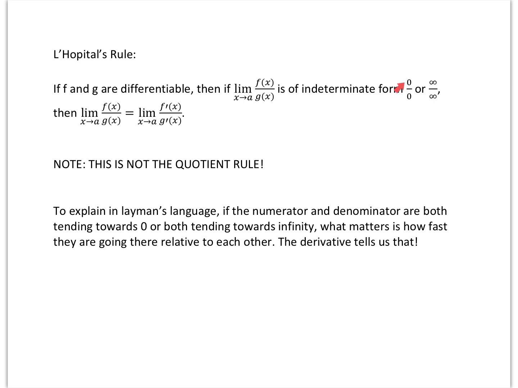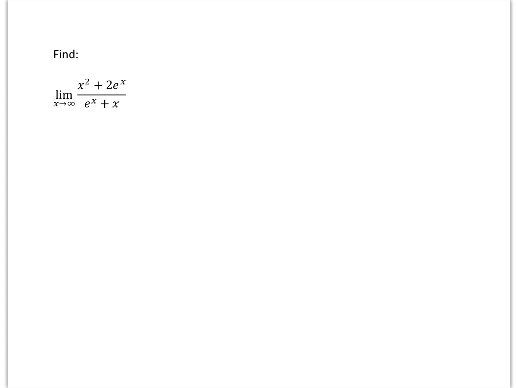Okay. So what tells us how fast a function goes to 0 or a function goes to infinity is its derivative. Okay. So its derivative tells us how fast they are relative to each other. So that's why we can just take the derivatives and take the limits of the derivatives. Okay, here's an example.